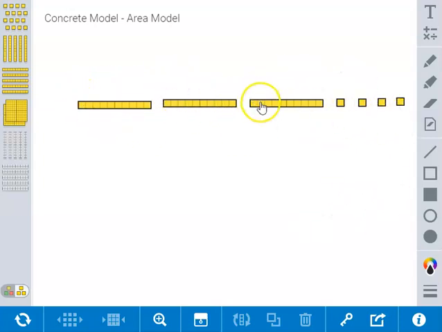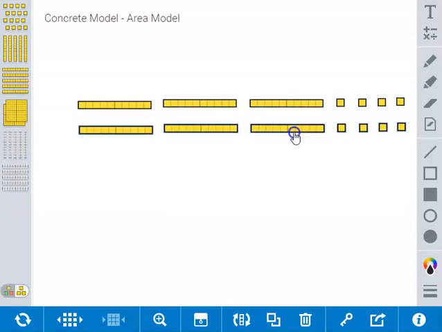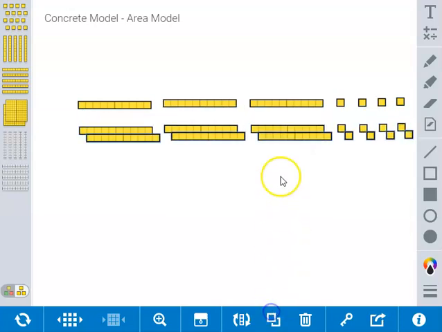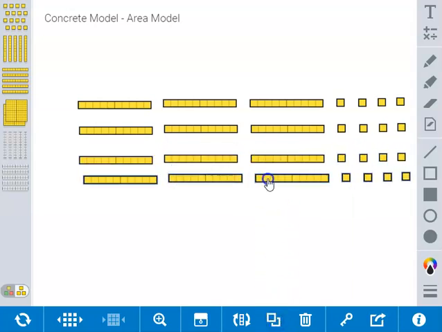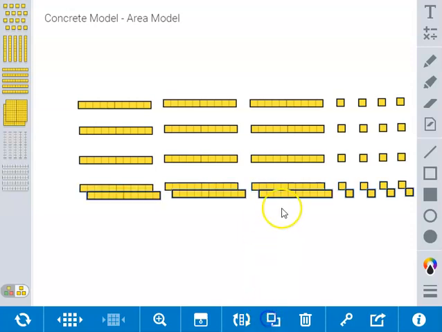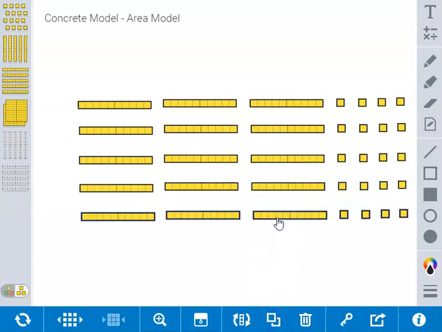I separated the 4 ones tiles off camera, but now that we have our first group of 34, we are going to duplicate this and continue until we have 5 groups of 34. So I'm going to take this first group of 34 and duplicate it, and here we have our second group of 34. Duplicate it again, we have our third group of 34, a fourth group of 34, and our last 5th group of 34. So now we have 1 group, 2 groups, 3 groups, 4 groups, and our 5th group.